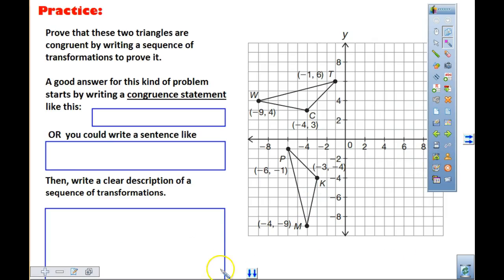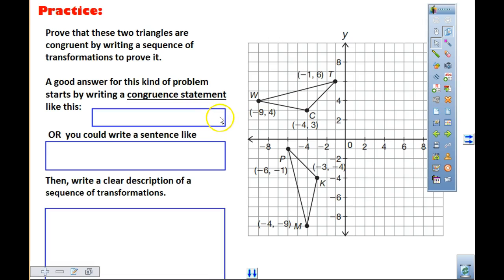So what you're going to be looking at in your homework, when we take a look, we're going to be asked to prove these 2 triangles are congruent by writing a sequence of transformations and proving it. So a good answer for this kind of problem starts with writing a congruent statement like this. So when we are taking a look at it, do these 2 look congruent?